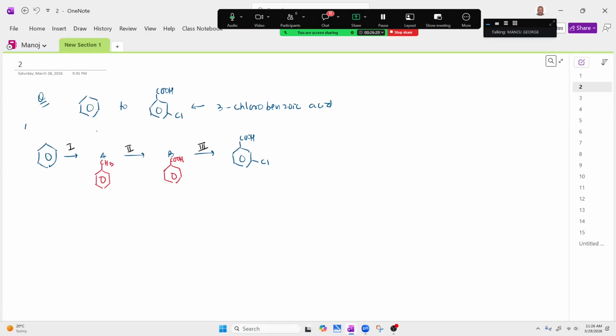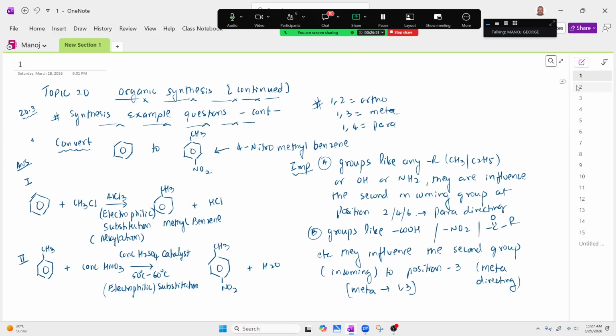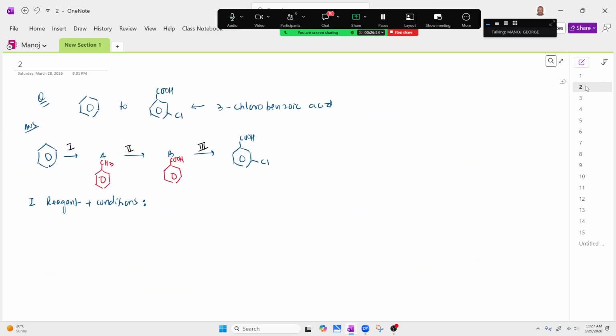So what is happening in step 1? In step 1, what should be the reagent and conditions? This is the expected format. So what is this reagent and condition? How do I put the CH3 on the benzene ring? We just now did one question on that. Do you remember? Reagent and conditions. What do I need to put the CH3 on the benzene ring? If you look at our previous page, we did the first step there. If I want to put the CH3, I need my reagent as CH3Cl, correct?